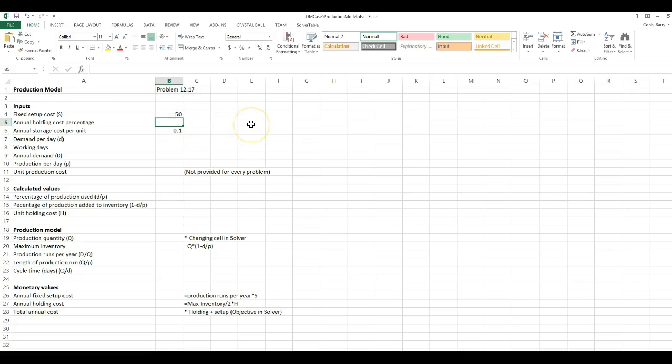The model here has a place to insert a holding cost percentage or just a holding cost per unit per year. So I'll put a 0 in the holding cost percentage line because in this case they just stated an amount in dollars and cents that it costs to hold each unit in inventory.